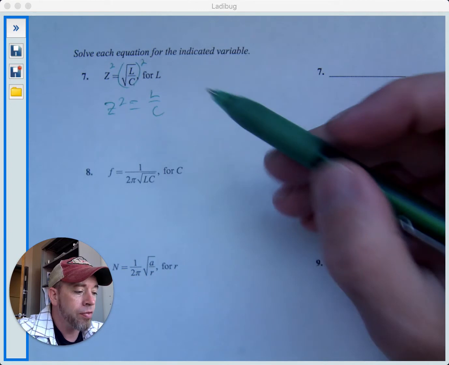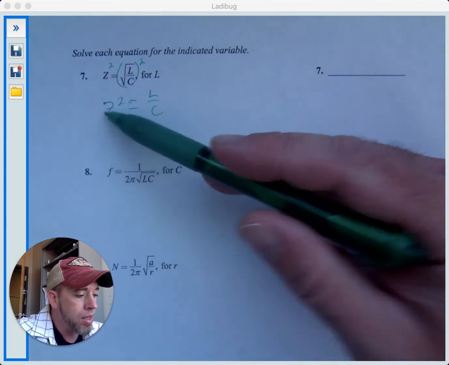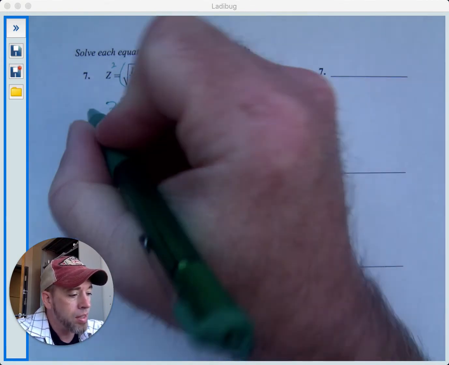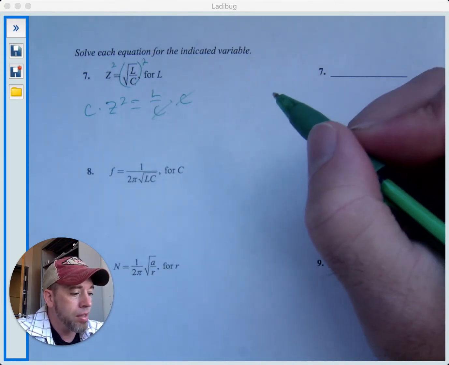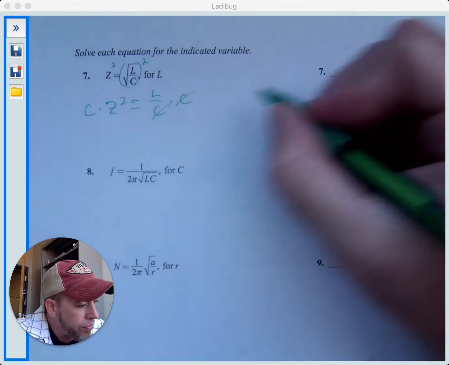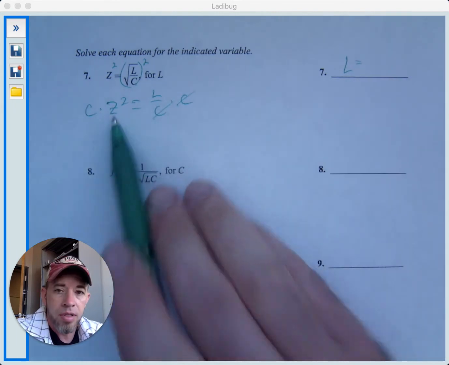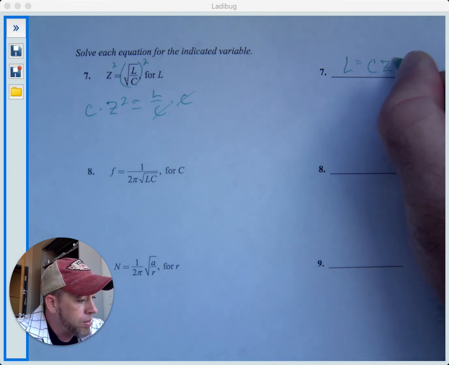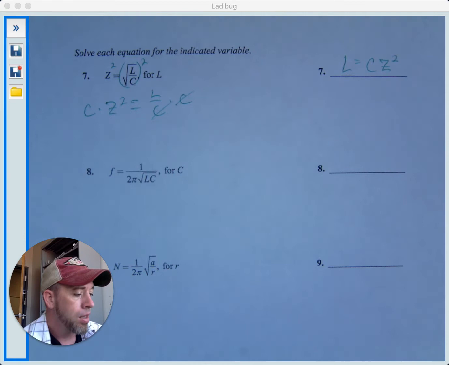Now we're asked to solve for L, so to move the c to the other side, since L is divided by c, we're going to multiply both sides by c. And then the c's cancel out, and so I'm going to write this with our L first. So L is equal to c times z squared. Simple enough, right? Let's look at the next one.